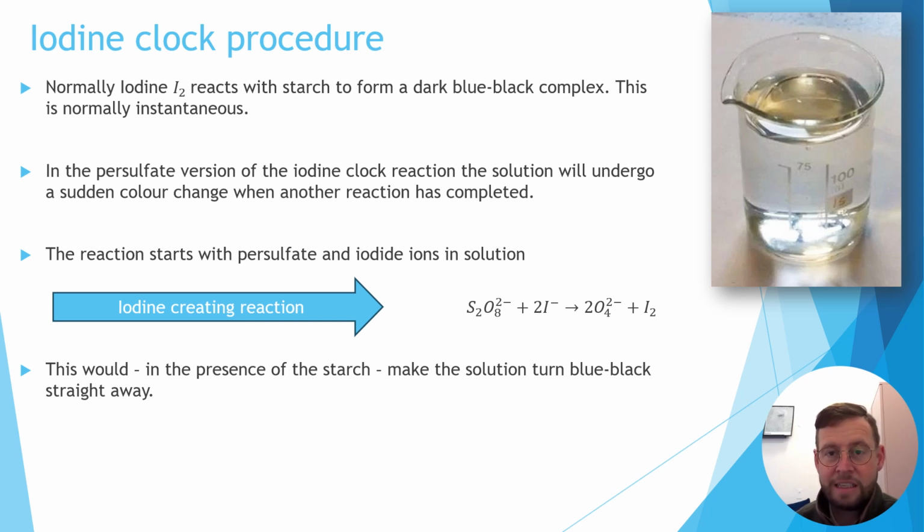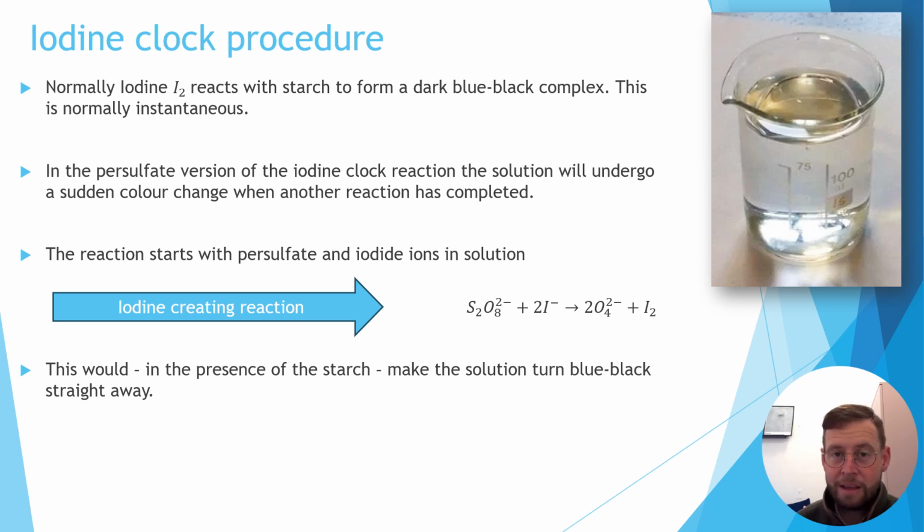The first is the production of iodine. And the way that works is when we get something like potassium persulfate, the persulfate ion, the S2O8 2-, goes and meets some iodide ions. Why are the iodide there? Because you've probably got something like potassium iodide in there as well. But in solution, those ions are all floating free.